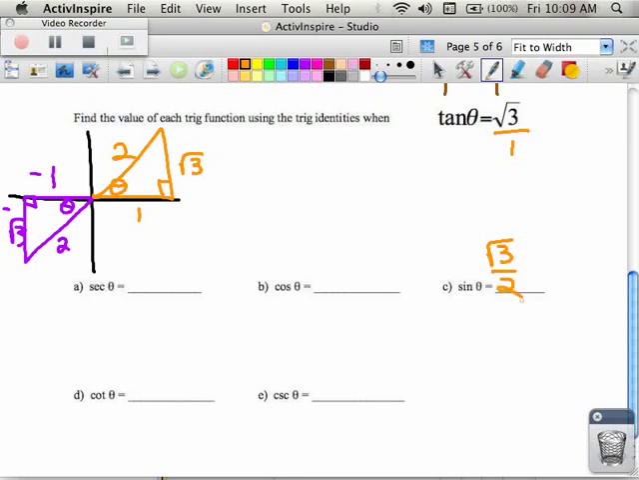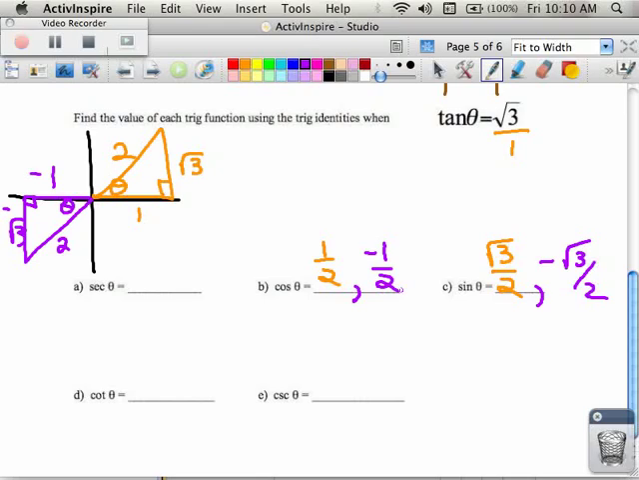In the purple triangle, does that change? No. Yes, it does. Because it's negative. So the other possibility is that it's negative root 3 over 2. So there are 2 answers to this problem. The cosine in the orange triangle is the adjacent over the hypotenuse, or in other words, 1/2. And in the purple triangle, that's going to change because it's in quadrant 3 and it's negative 1/2.